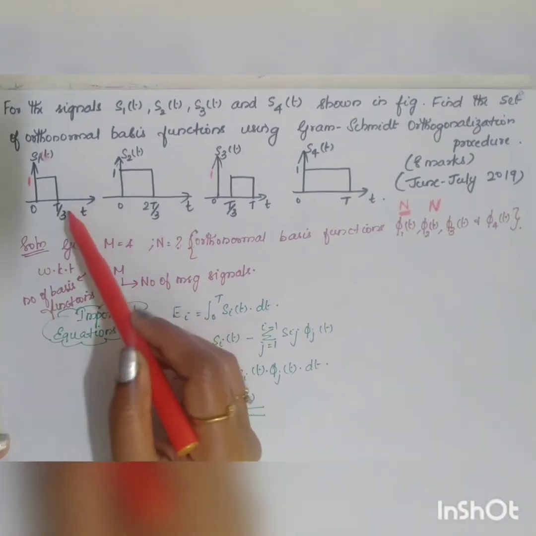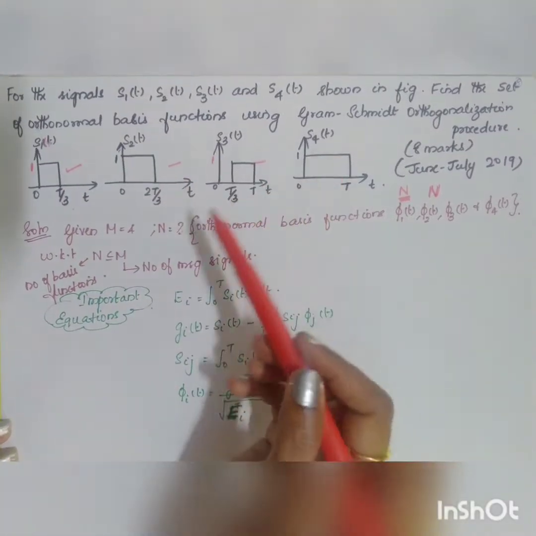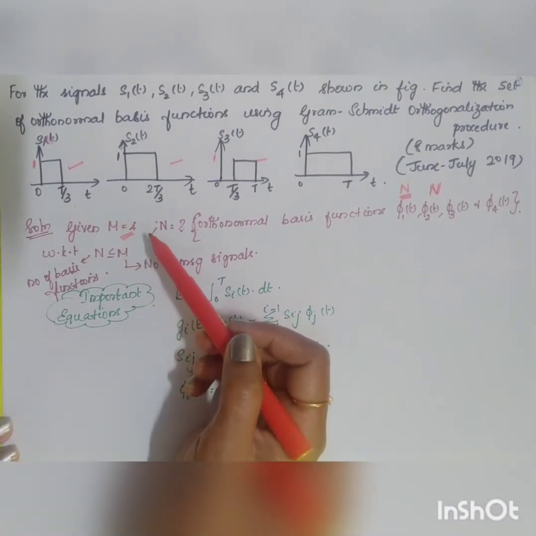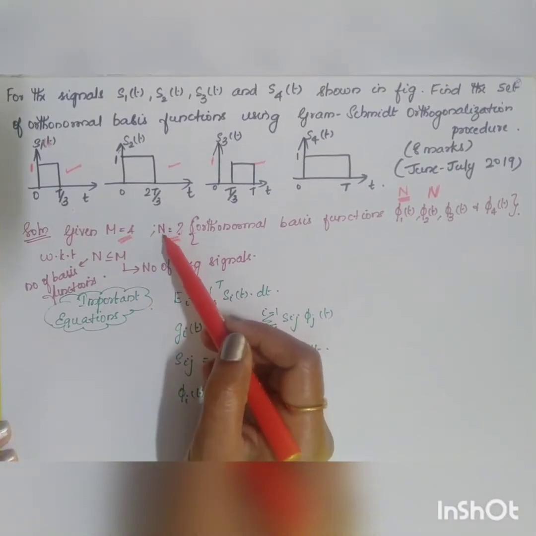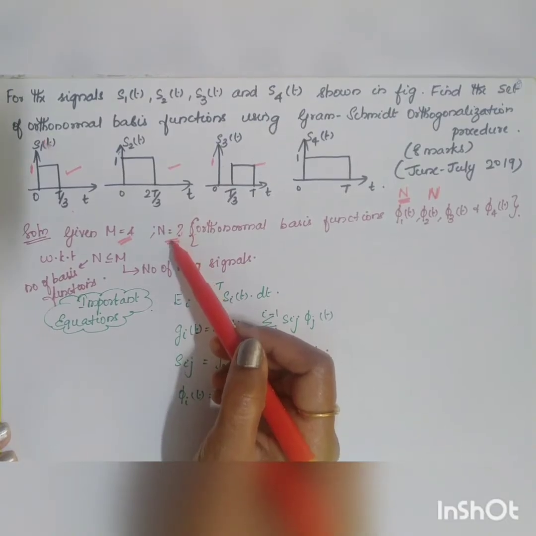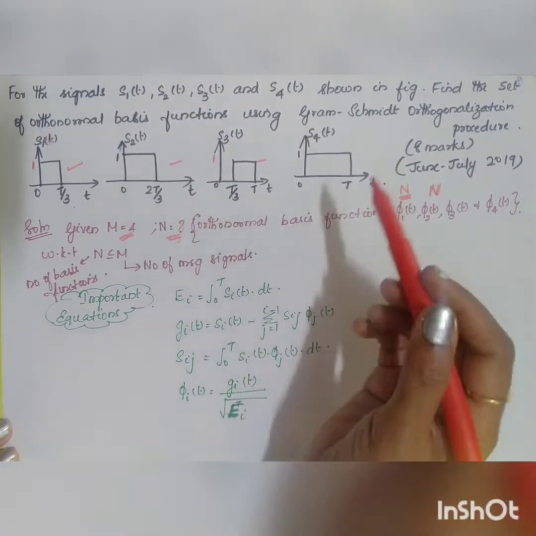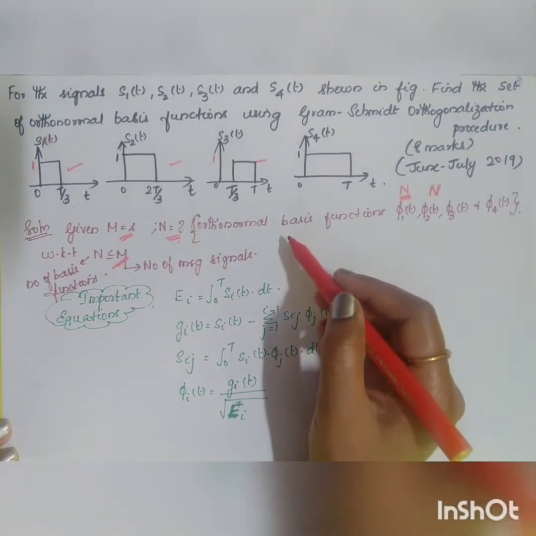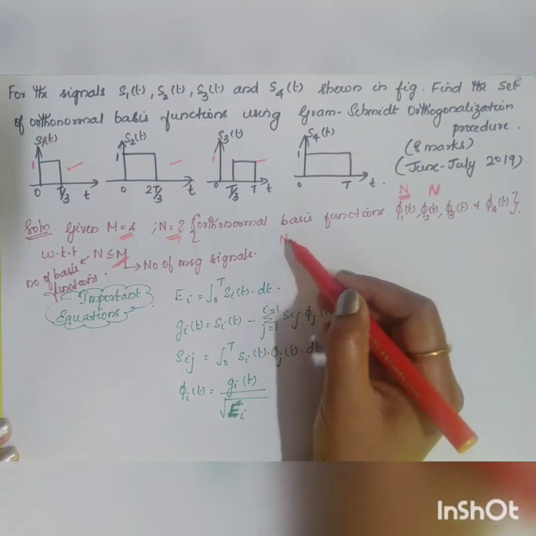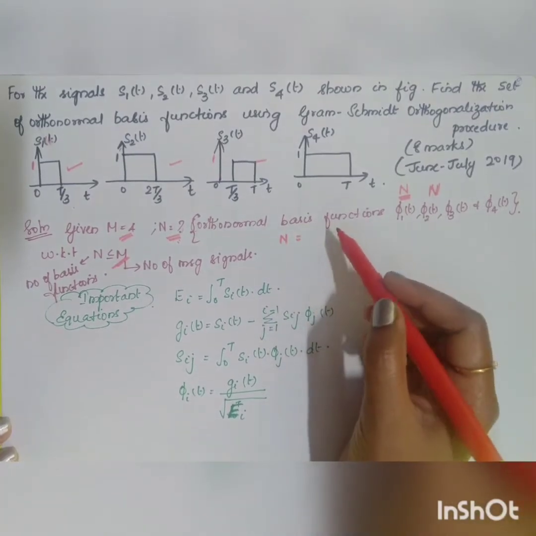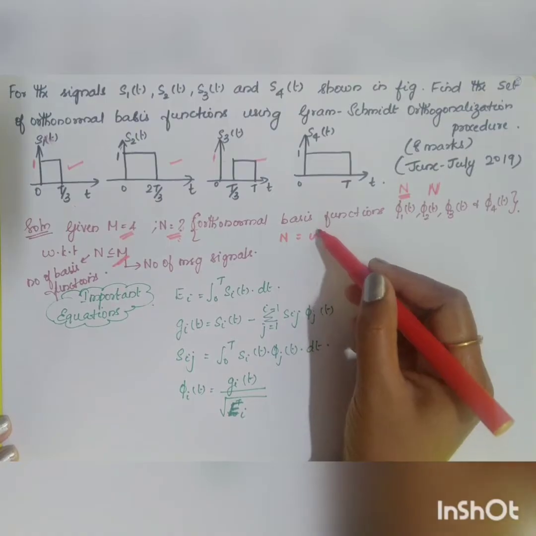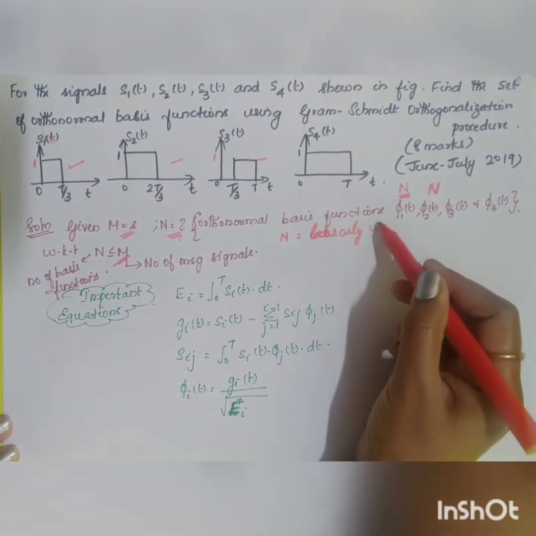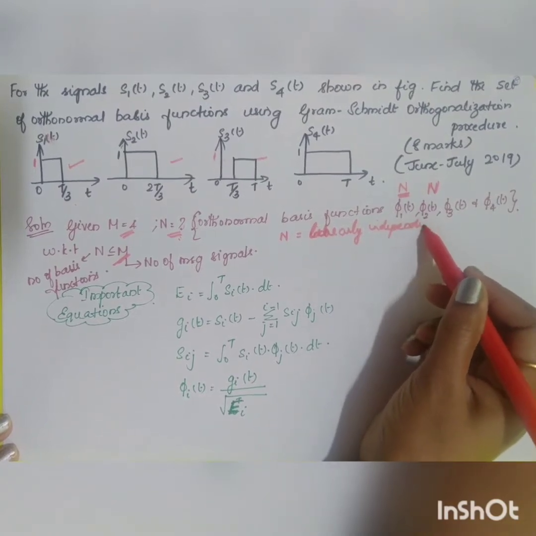Here you have how many message signals? 1, 2, 3, 4. So the message signal capital M is equal to 4. Now you have to find out how many orthonormal basis functions you have. N is equal to question mark. So there is a condition, and you know that N is always less than or equal to M, right? So the number of orthonormal basis functions will be equal to the number of linearly independent message signals.